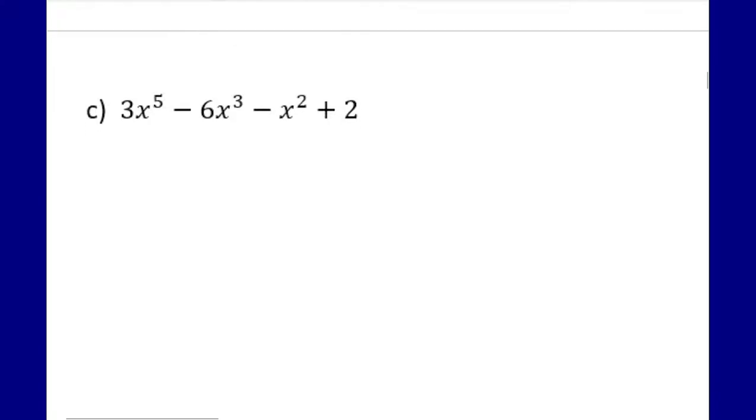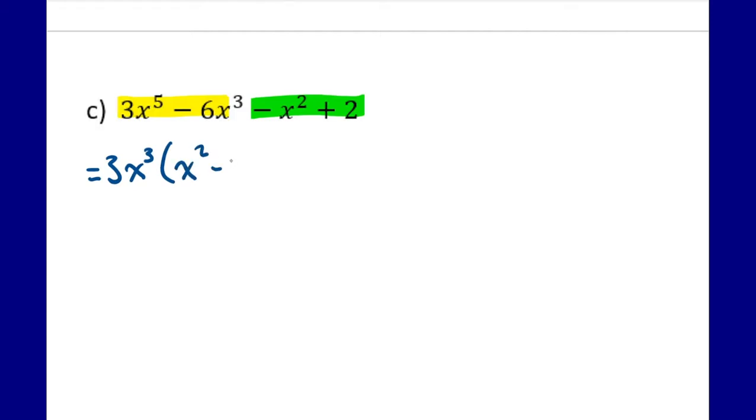Let's try to look at C. Same idea. Let's keep the 2 parts separated. 3x to the power 5 minus 6x cubed. What's common between those 2 terms? Or is it greatest common factor? It'd be 3x cubed. We're left with then x squared minus 2.